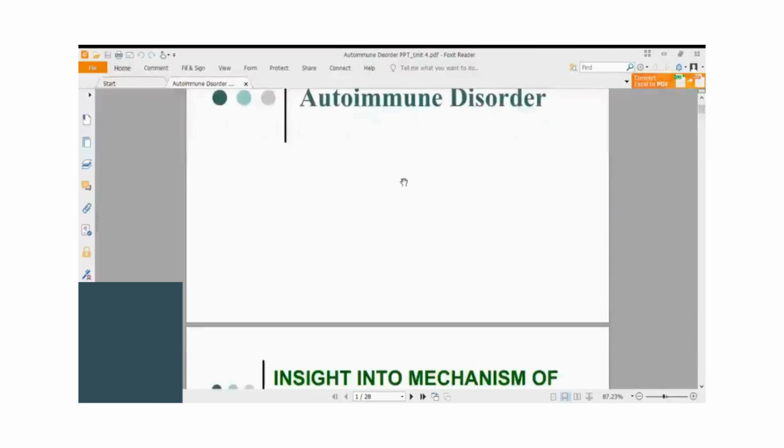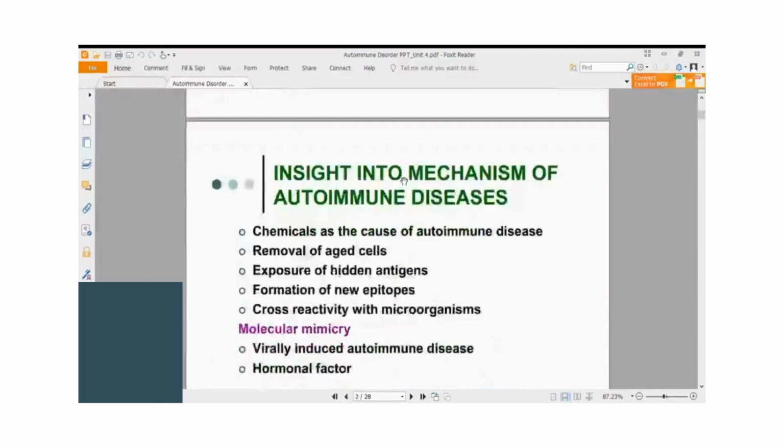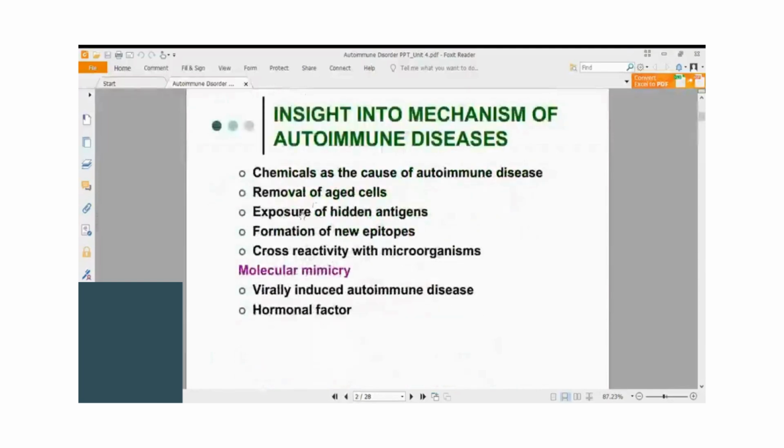Now, first we will see what are the factors or reasons the person may develop autoimmune response, with different examples. So, the examples are here: chemicals could cause autoimmune disease. There are chemicals which can initiate autoimmune disease. And you know that there are cells that age in the body. When they are getting removed from the body, there are processes, and those processes may initiate an autoimmune response against the aged cells.